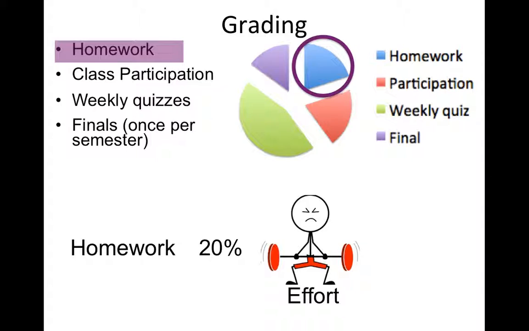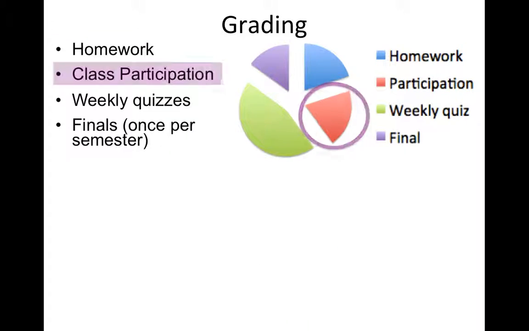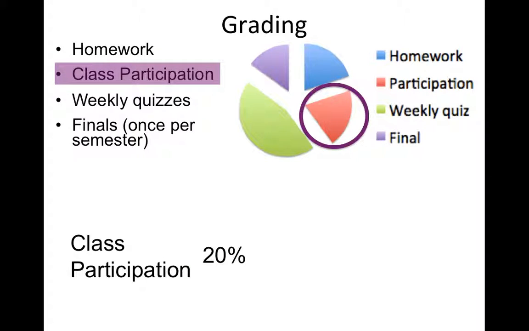If you try your hardest on homework and can't do it, then that means I didn't do a good job of teaching you. But if you're trying your hardest, then you get an A for the day. That's just fine. Okay, the next one is class participation. That also counts as 20%.